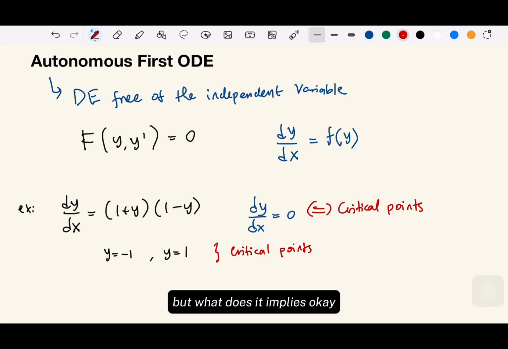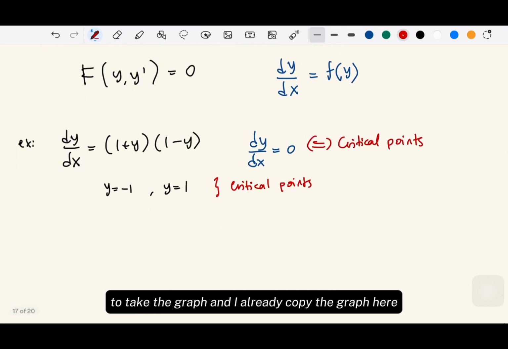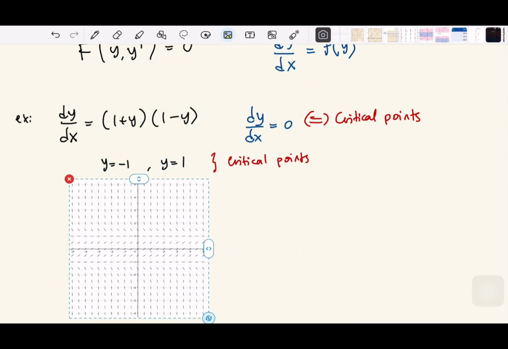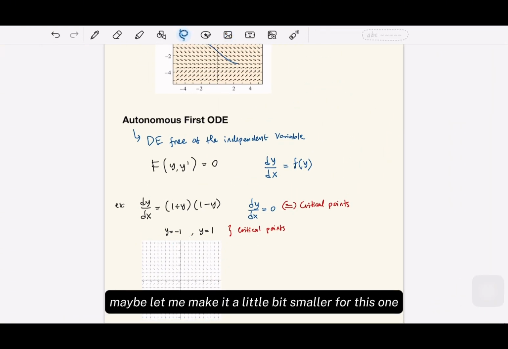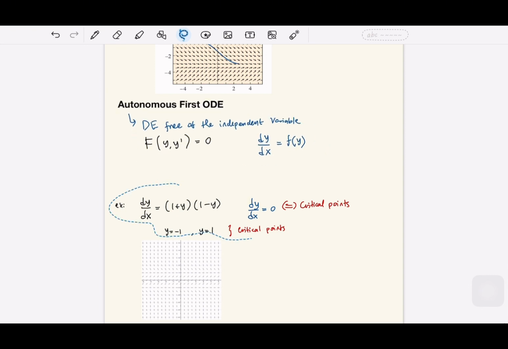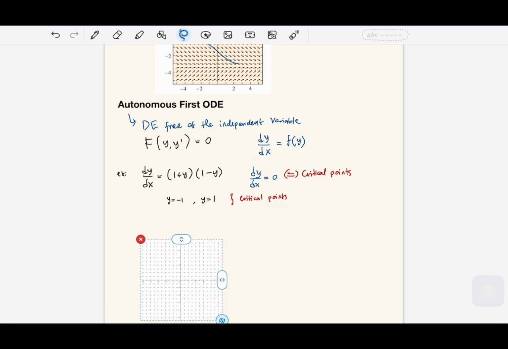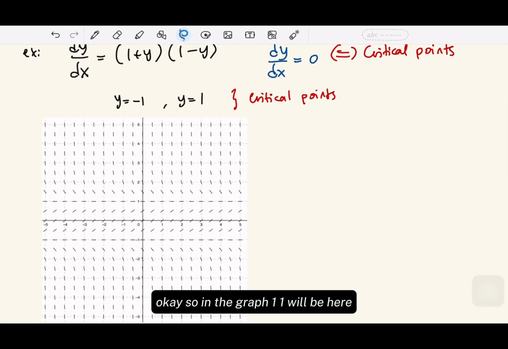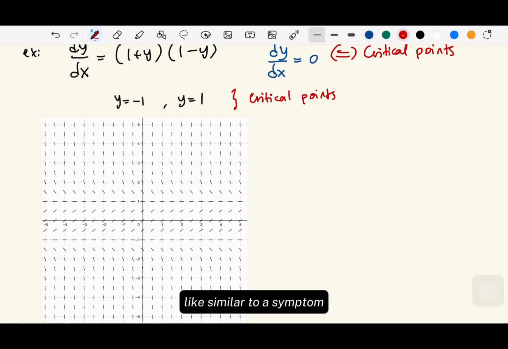But what does it imply? Okay, so let's take the graph, and I already copied the graph here. Let me make it a little bit bigger. In the graph, y equals 1 will be here. This is 1 and this is negative 1, so let me just draw the line. It's similar to an asymptote, but it is a straight, horizontal line.